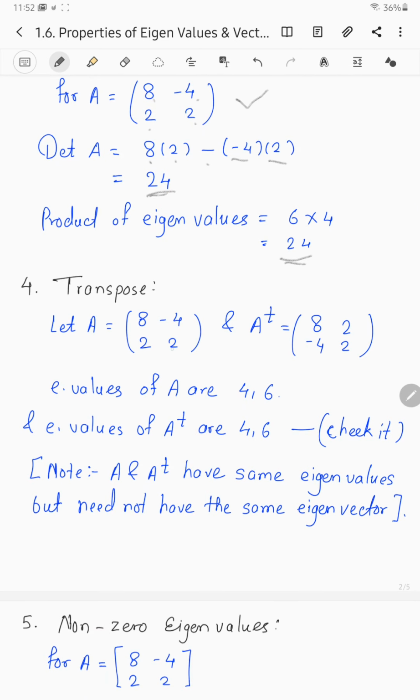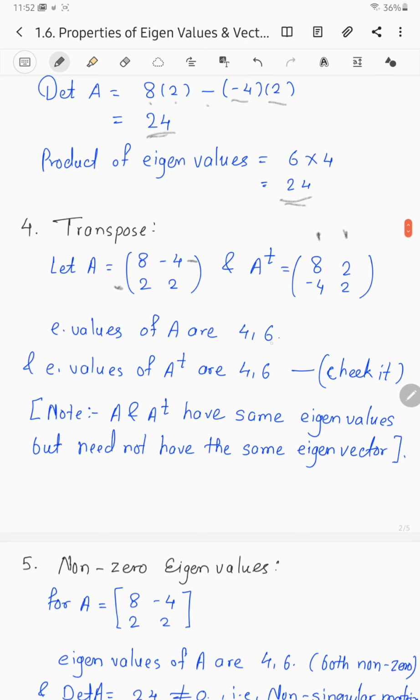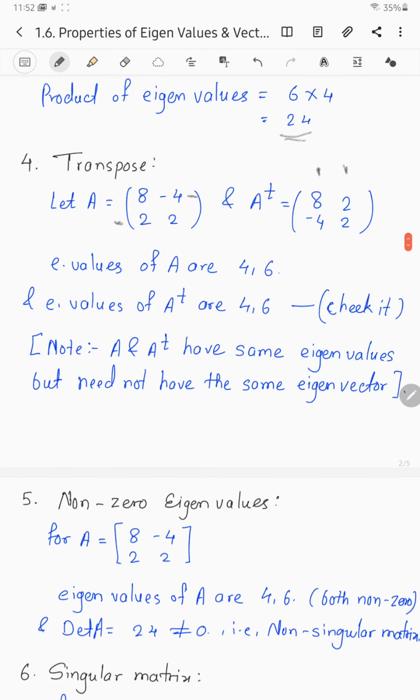In this topic we are just checking the transpose. 8 minus 4 2 2 is the matrix. A transpose: the first row becomes the first column, and the second row 2 2 becomes the second column. Eigenvalues of A are 4 and 6, and eigenvalues of A transpose are also 4 and 6. How to check this? Find the characteristic polynomial for A and for A transpose, equate these characteristic polynomials to 0, and you will get roots. These roots are nothing but our eigenvalues.